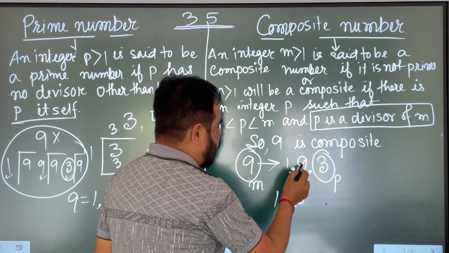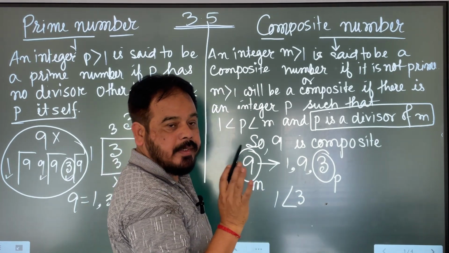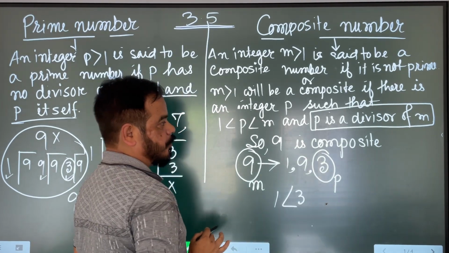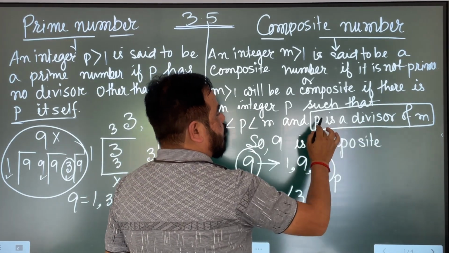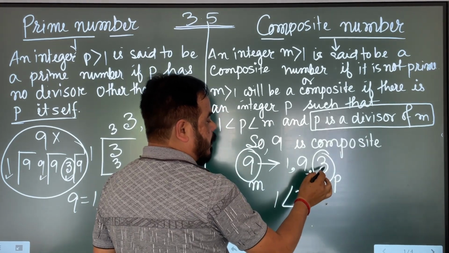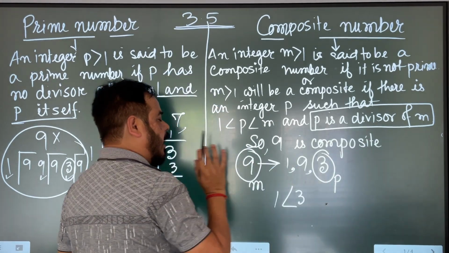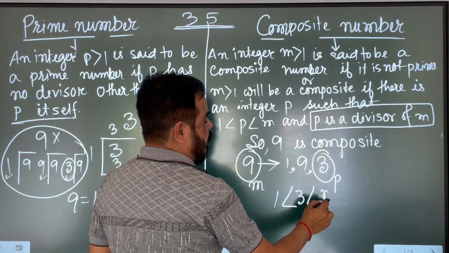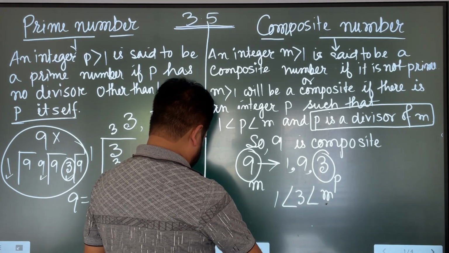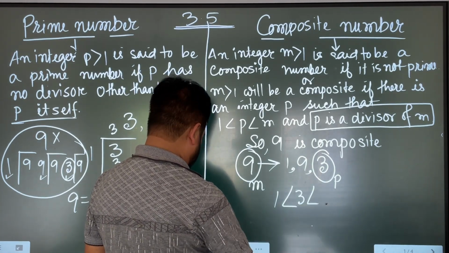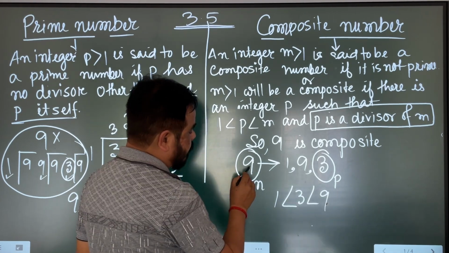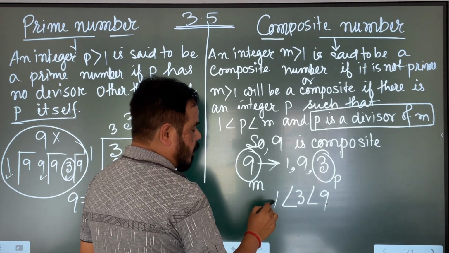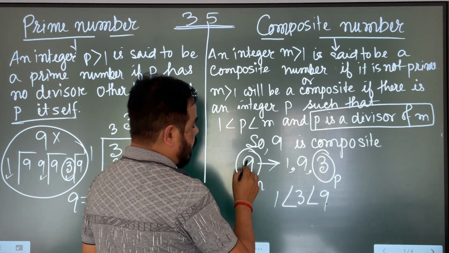If 1 and 9 itself, then 9 could have been a prime number. So it has got one more factor, or one more divisor. That is p. P is a divisor of m. That means by p, that means 3, we can divide 9 also. That 3 is smaller than m. What is m? M is 9. So that p is always greater than 1 and smaller than 9.